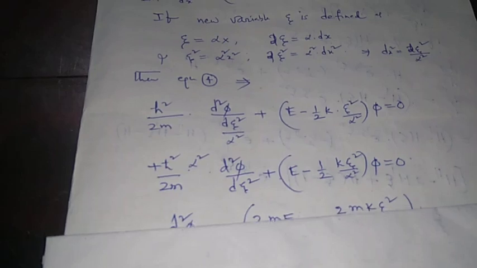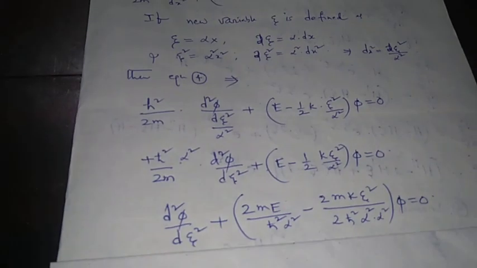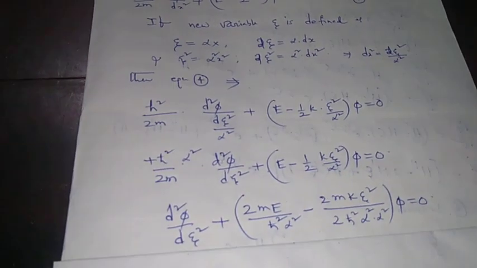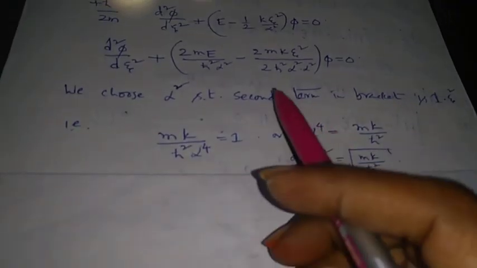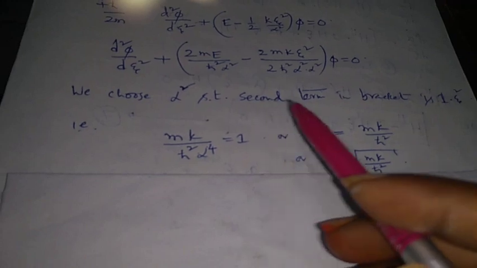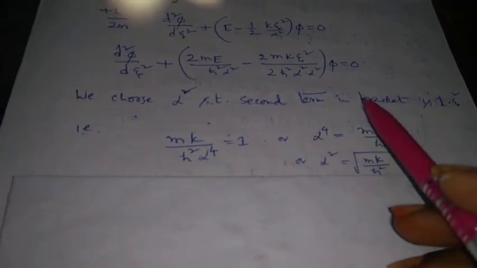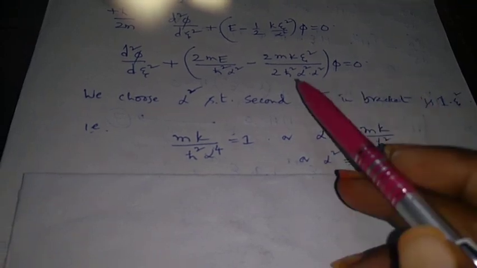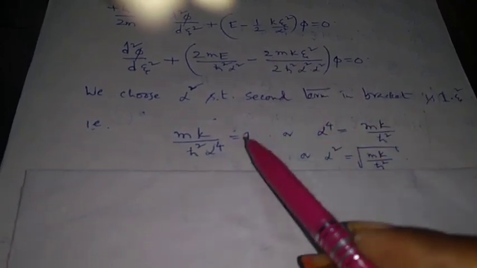And then if you want to have only d square phi by dz square in the first term, then we can get this equation looking like this with a bracket here in the second term. We choose alpha square such that the second term in the bracket here, that is this one, is equal to 1 into xi square. That means this entire thing here should be equal to 1.